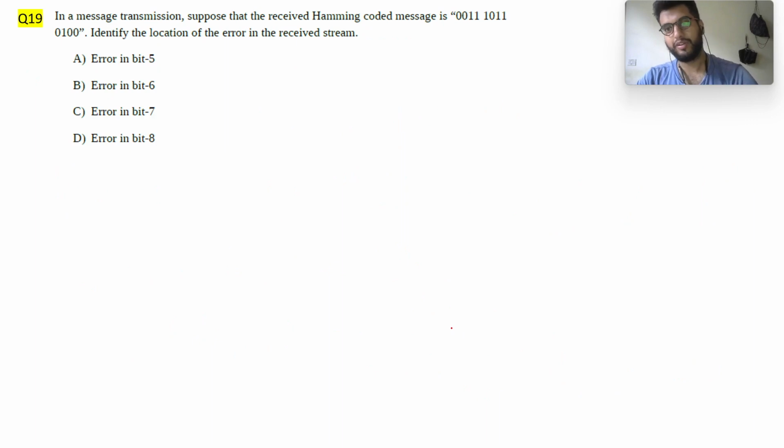Now question number 19. So again a Hamming code type question. I think we have done 4 or 5 questions based on this. So again I'd like you guys to do it first, then I'll show the solution. This should not take much time. It says that in a message transmission, suppose that the received Hamming coded message is 0111 1011 0110. Identify the location of the error in the received string. So find the error.